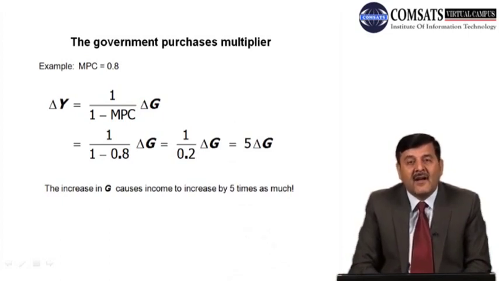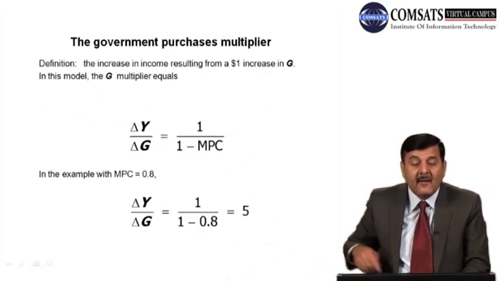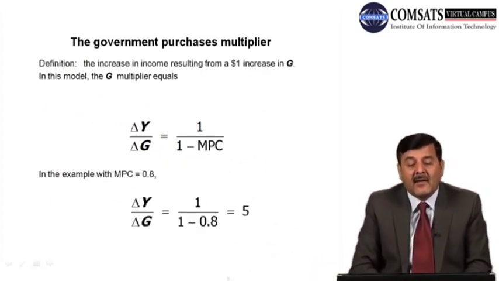So we have seen that whenever there is a change in expenditure, income will change by 5 times. This increase in G causes income to rise, and this is known as the government purchase multiplier: the increase in income resulting from a $1 increase in G. So in this model, the G multiplier, delta Y over delta G, is equal to 1 over 1 minus MPC. And if MPC is equal to 0.8, then the government purchase multiplier is equal to 5.